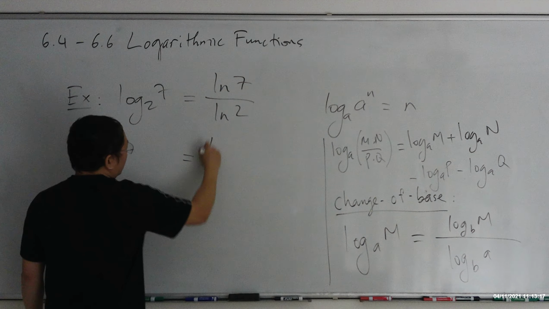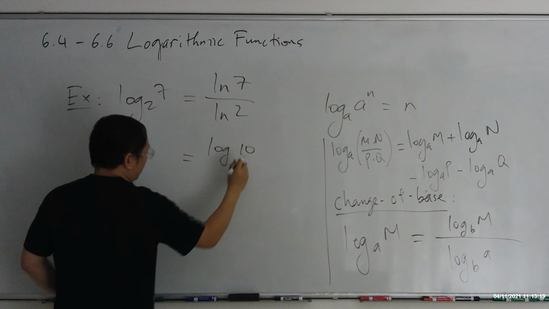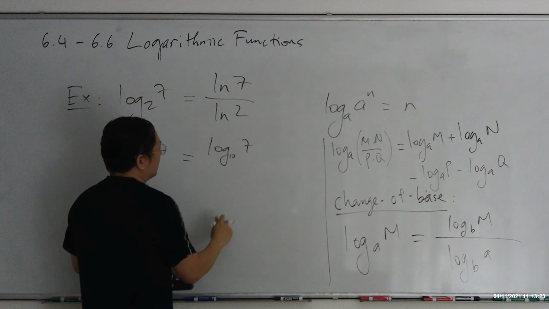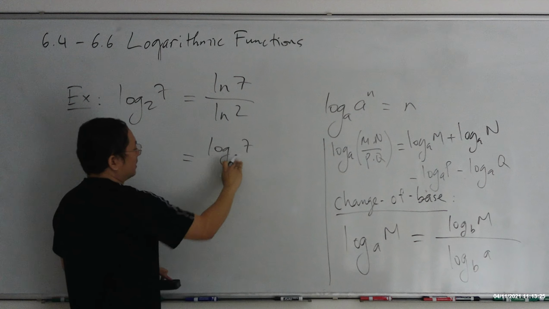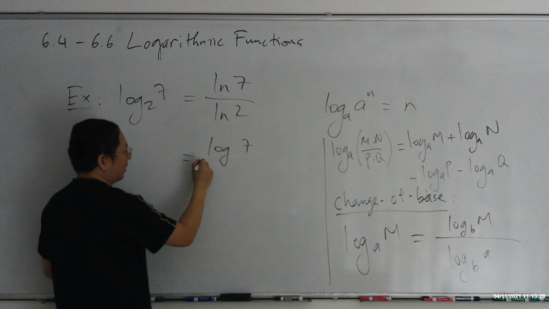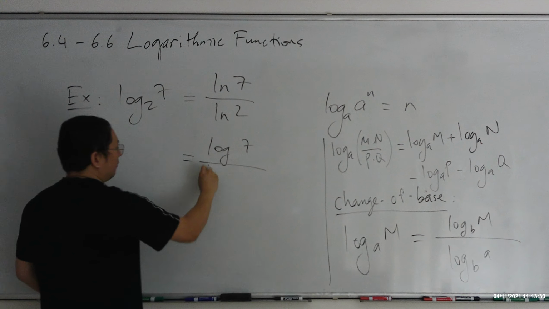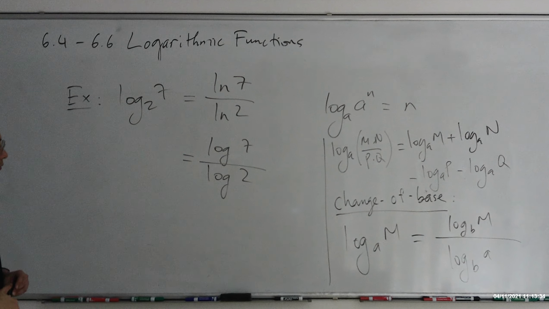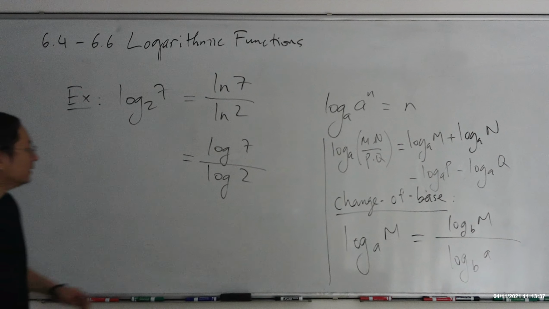Or change to base 10, you get log base 10 of 7 over log base 10 of 2, as I showed you before. People tend not to write the number 10 right there. It's just log 7, and everyone can understand that's base 10. Over log 2, you have the same answer. Okay? That's the use of change of base.